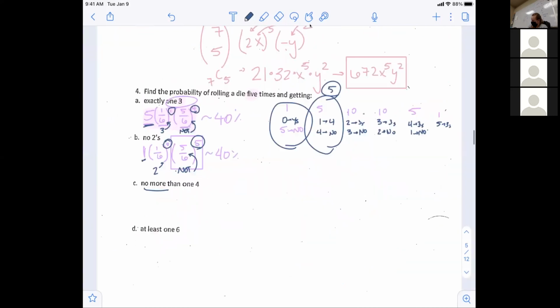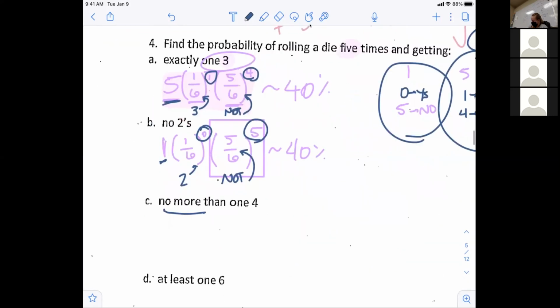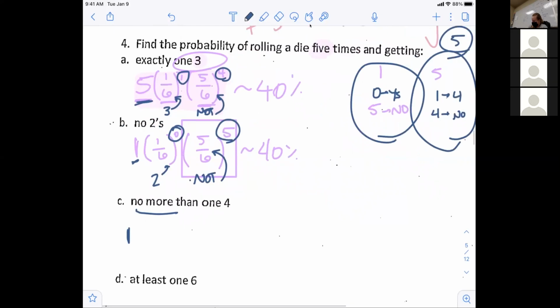So my first one is going to be my 0 4s. So my coefficient is 1. My probability of rolling a 4 is 1 over 6, but I want 0 of them, so technically you don't have to write that if you don't want to. And then my probability of not rolling a 4 is 5 over 6, and I want my 5 rolls to all be not 4s. This is literally the same work we just did in letter B.